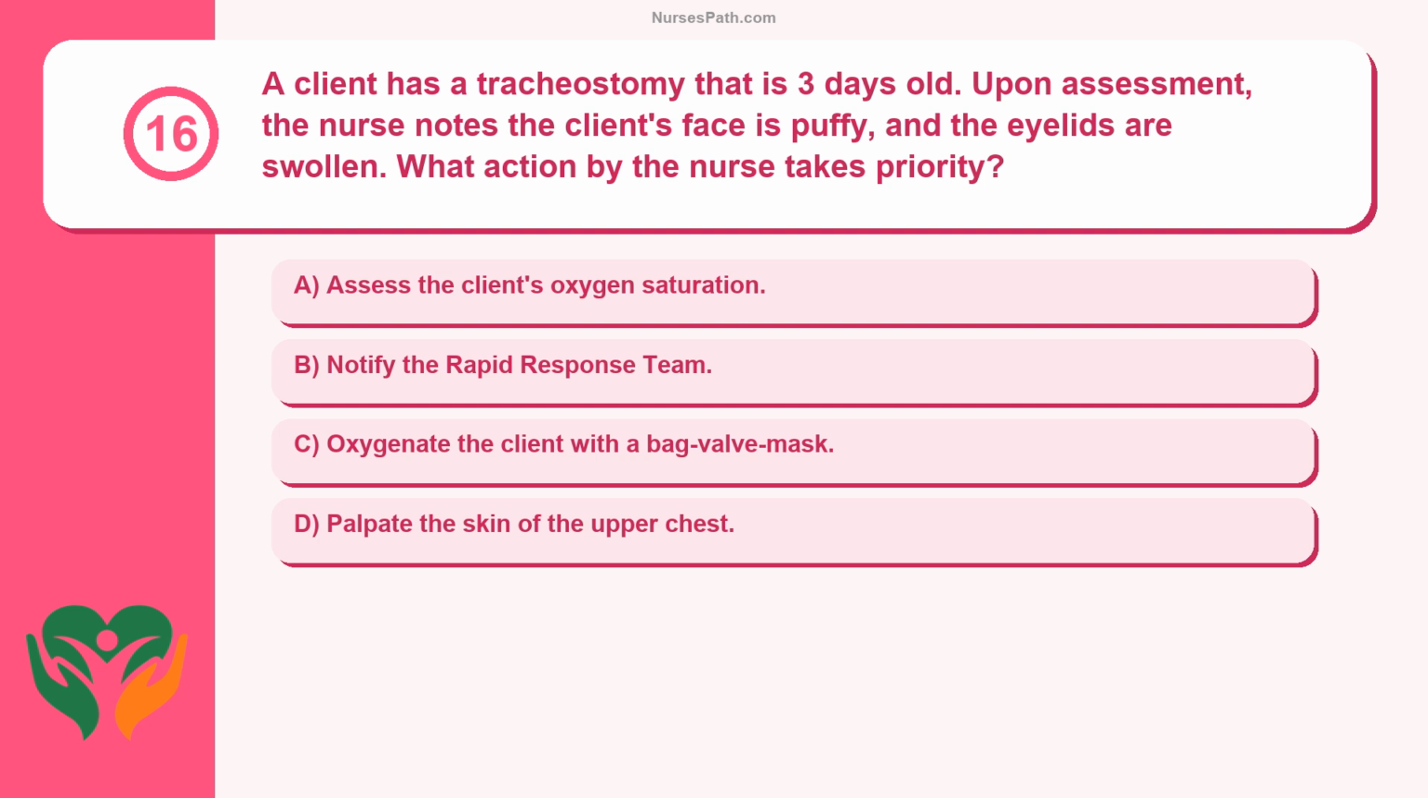Question 16. A client has a tracheostomy that is 3 days old. Upon assessment, the nurse notes the client's face is puffy, and the eyelids are swollen. What action by the nurse takes priority? Assess the client's oxygen saturation. Notify the rapid response team. Oxygenate the client with a bag valve mask. Palpate the skin of the upper chest.